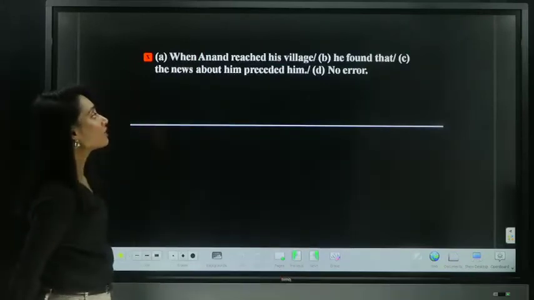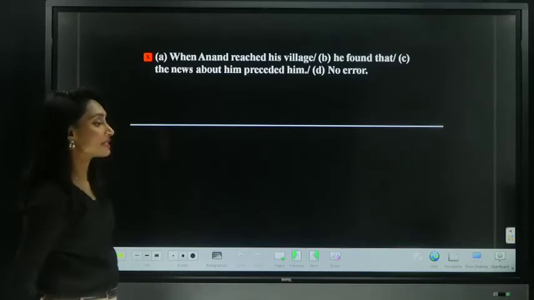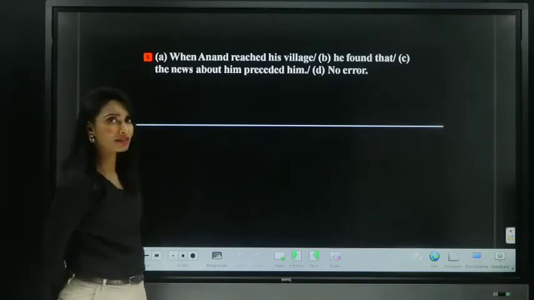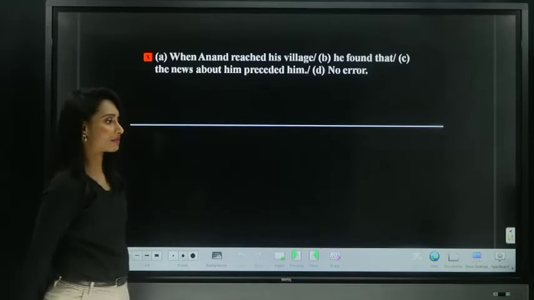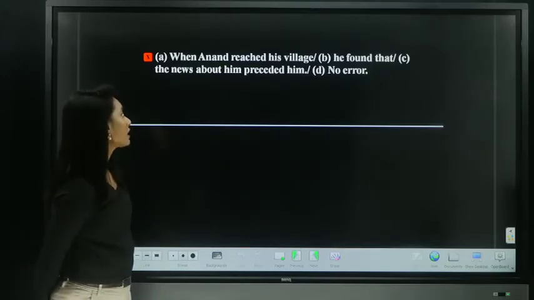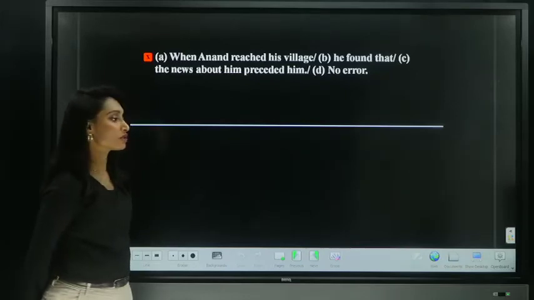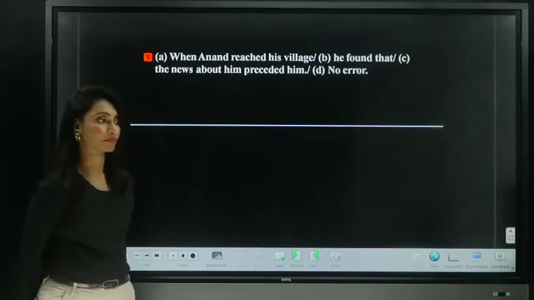Now look at the next sentence. When Anand reached his village, he found that the news about him preceded him. Very good one. Check out and try to answer. Quick.